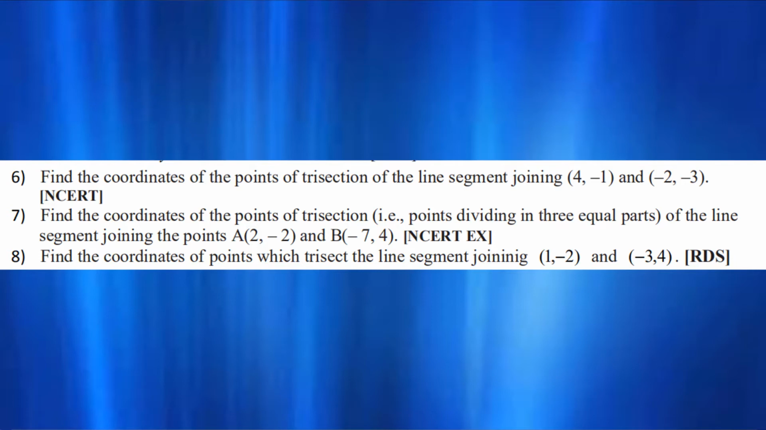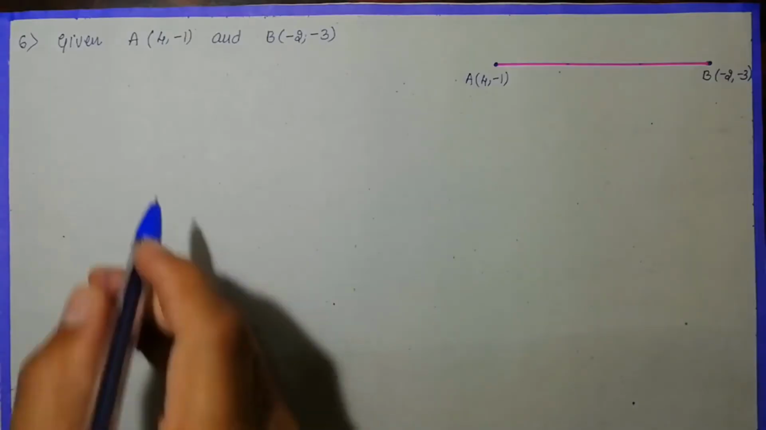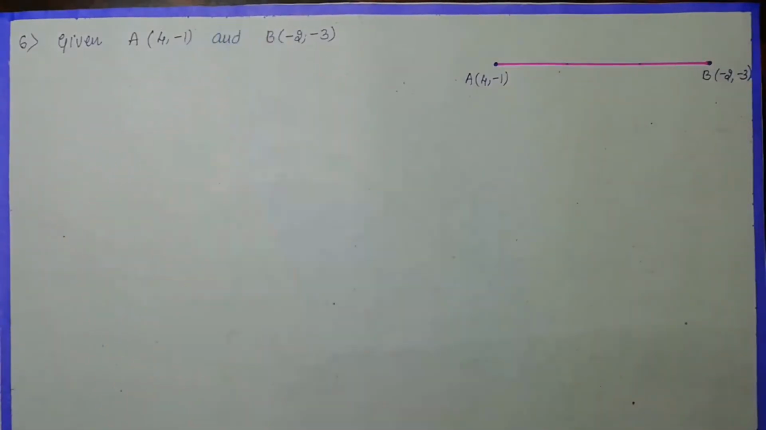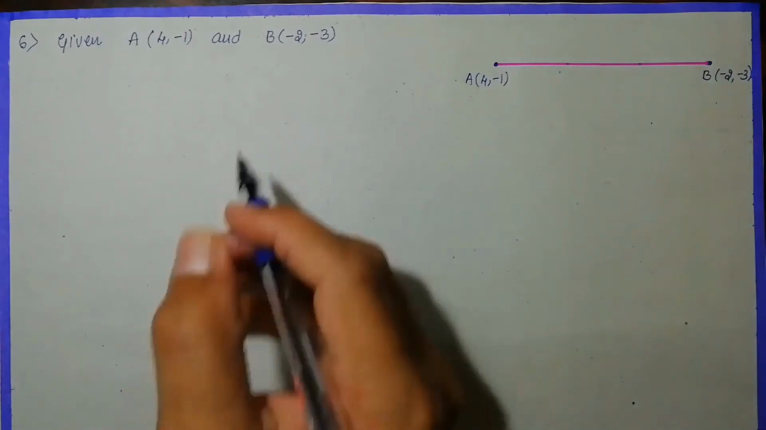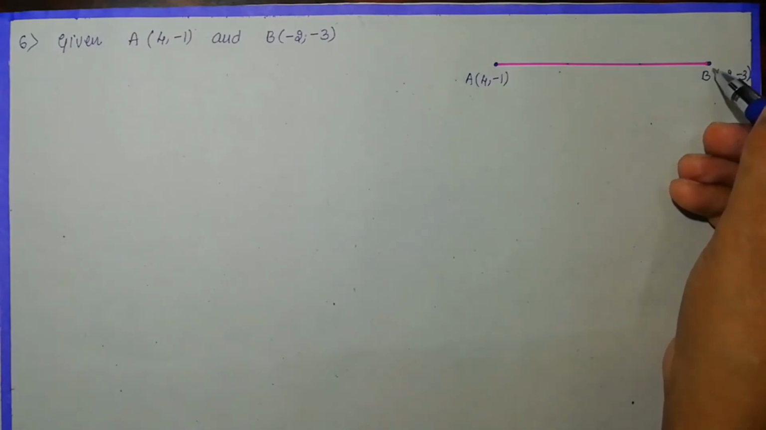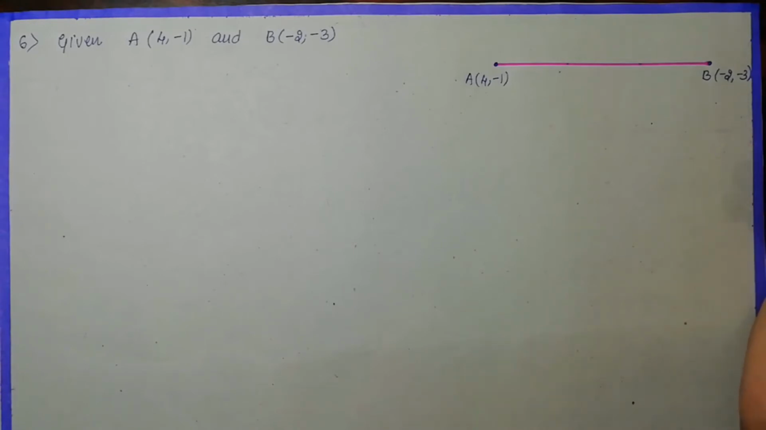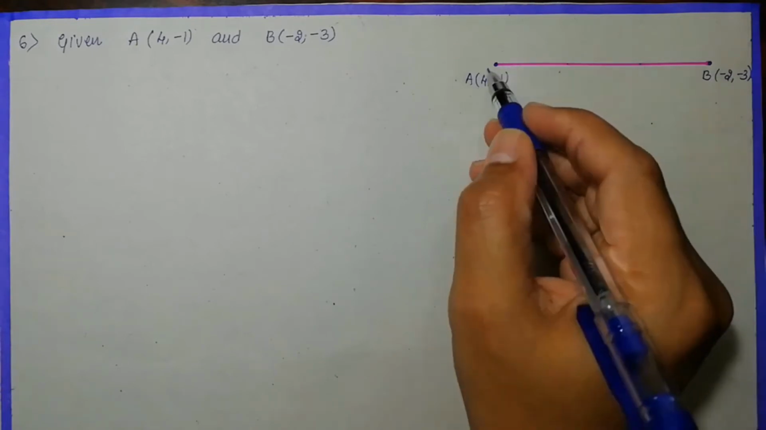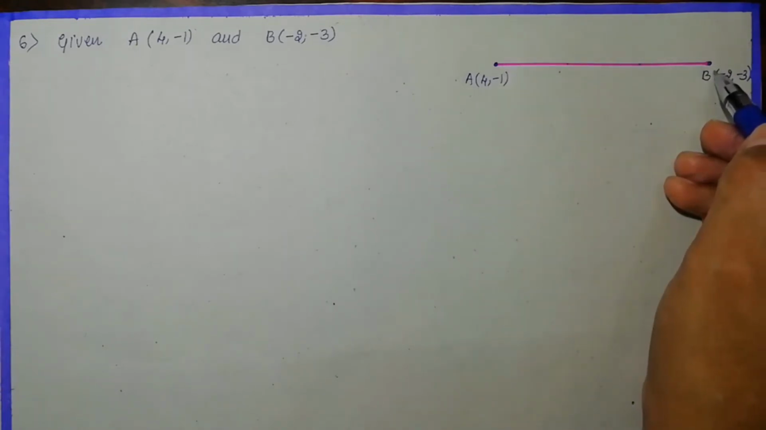Now look at the solution. I have already written the given points, A of (4, -1) and B of (-2, -3). Okay, so now I have already written the line segment like this. Now we have to find what the points of trisection are. Try to understand the meaning of trisection. I think you have heard the word bisection. Bisection means making 2 equal parts. Trisection means making 3 equal parts. So now you have to divide this line into 3 equal parts.